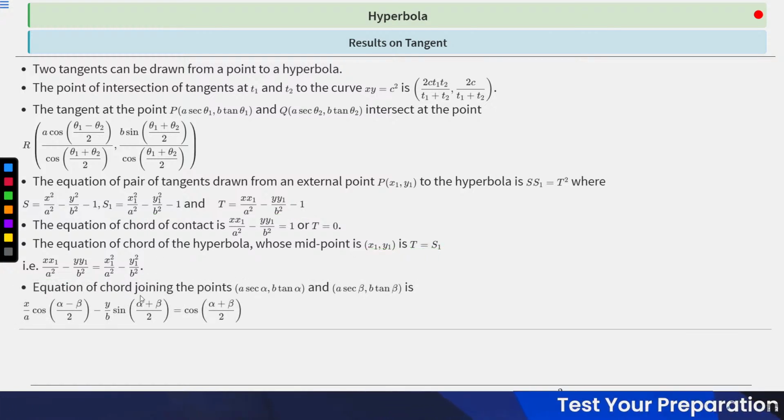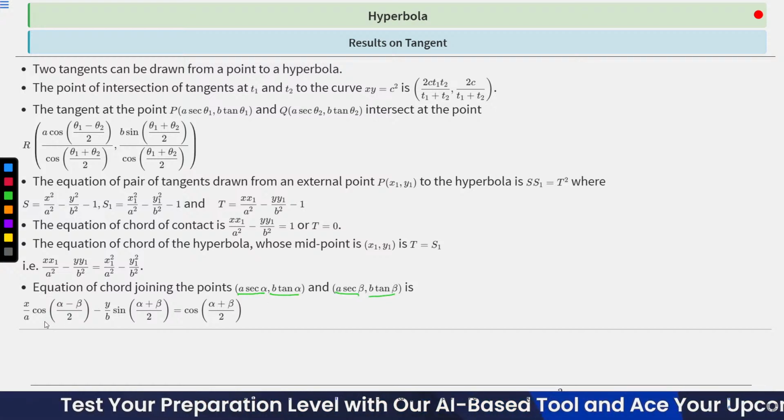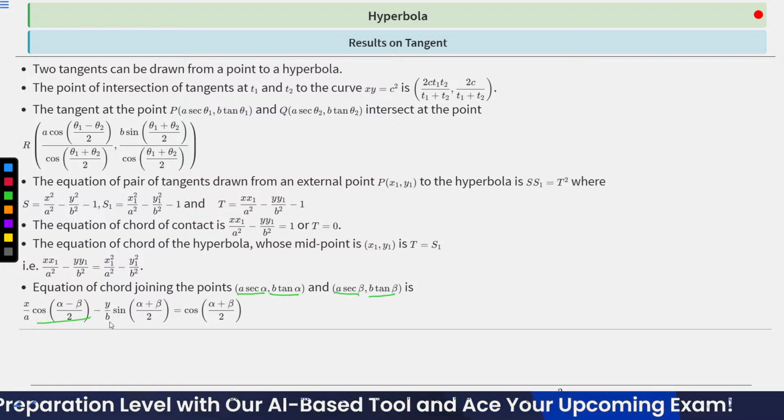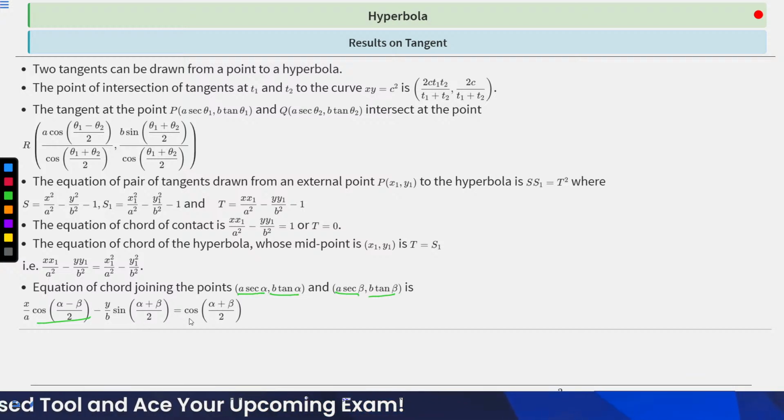The equation of the chord joining the points (a sec alpha, b tan alpha) and (a sec beta, b tan beta) is x by a cos of (alpha minus beta) by 2, minus y by b sine of (alpha plus beta) by 2, is equal to cos of (alpha plus beta) by 2.